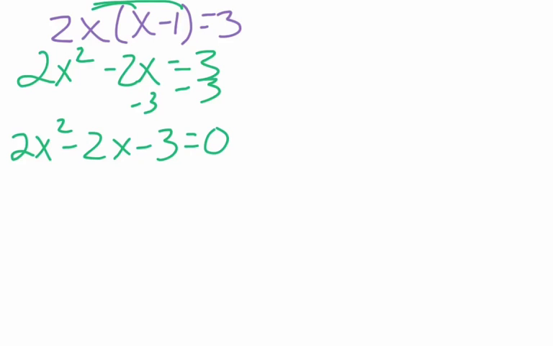Now we need to identify the a, the b, and the c. So a is 2, b is negative 2, and c is negative 3. Do a quick double check on your signs. Make sure that you have everything positive and negative the way that it should be.